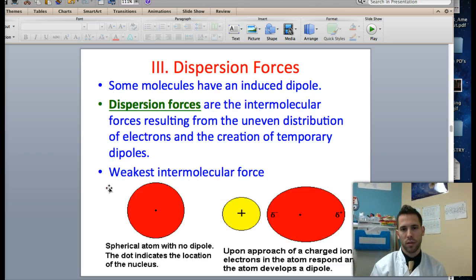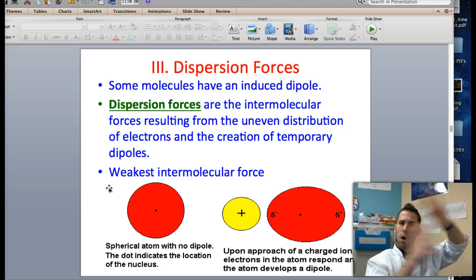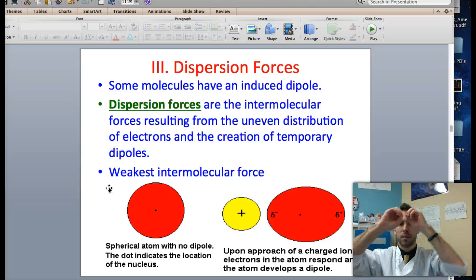Then we have dispersion forces. And dispersion forces are caused by temporary dipoles. And temporary dipoles result from the random motion of electrons. Electrons are zooming all over the place. So sometimes they're all going to be here, sometimes they're all going to be there, sometimes they're all spread out evenly.